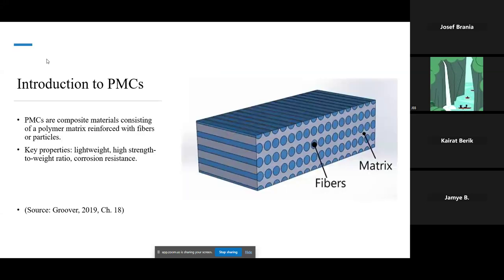An introduction to PMCs. So, PMCs are composite materials consisting of a polymer matrix reinforced with fibers or particles. Key properties include them being lightweight, high strength to weight ratio, and them having corrosion resistance.